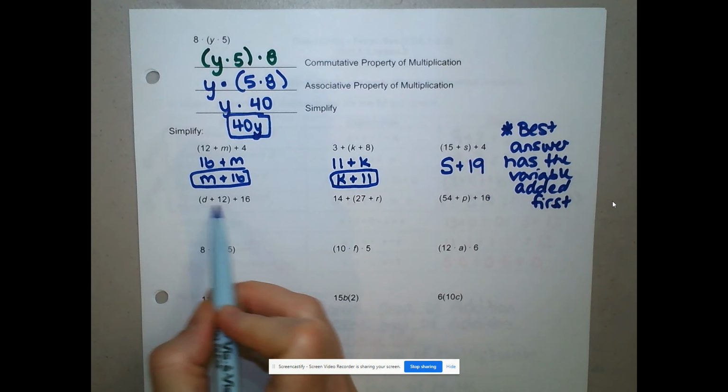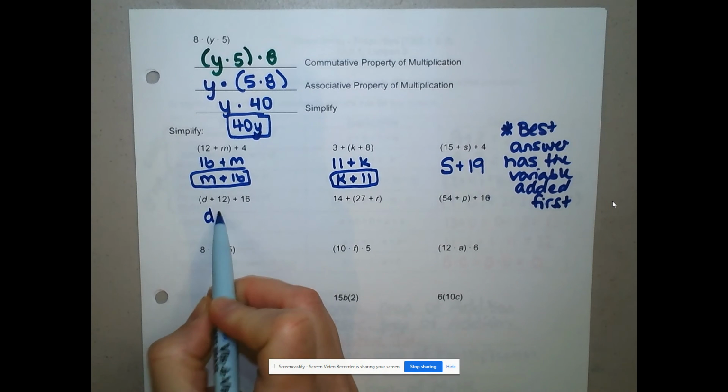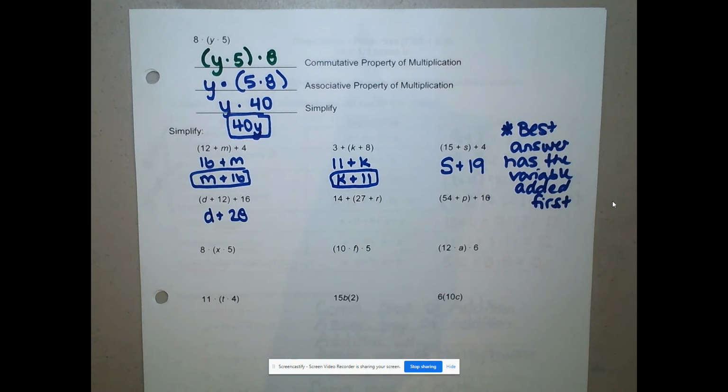Here we've got D plus 12 plus 16. I can add the 12 and the 16 and get 28. So D plus 28, no reason to write 28 plus D. 14 plus 27 plus R, even though it's all addition and we've got this weird parentheses at the end, we know that we could think of it. Yeah, I guess I'll use blue, doesn't really matter. We know we could think of it this way.